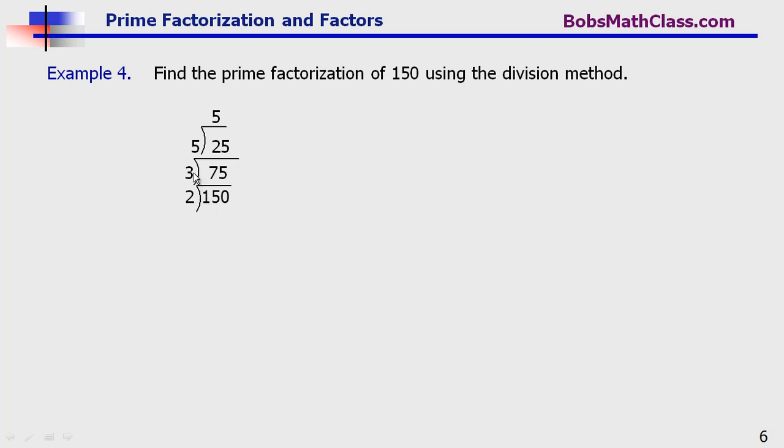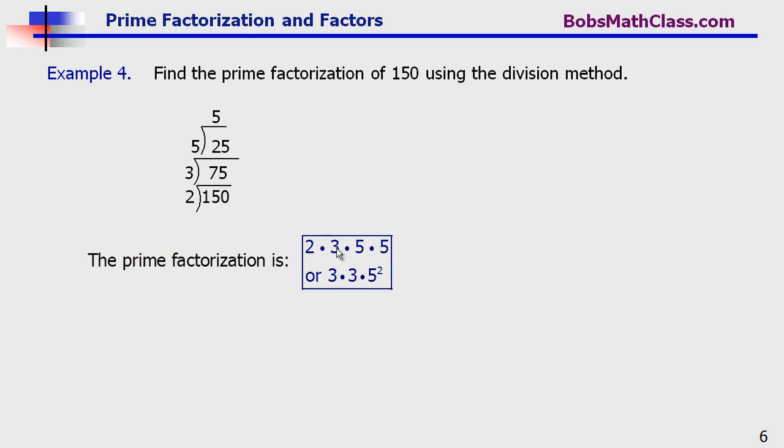A 2, a 3, and 2 5s. And just put a multiplication dot between each one. Multiplication symbol.